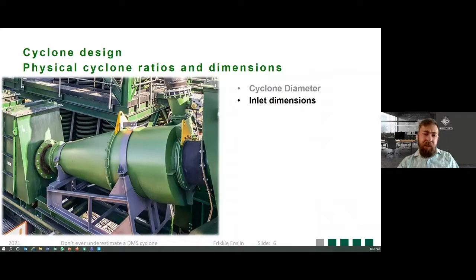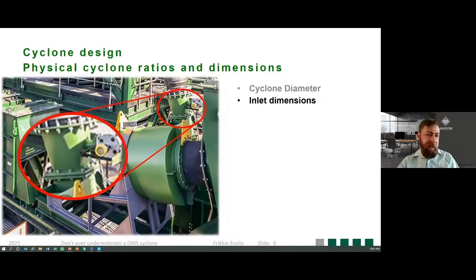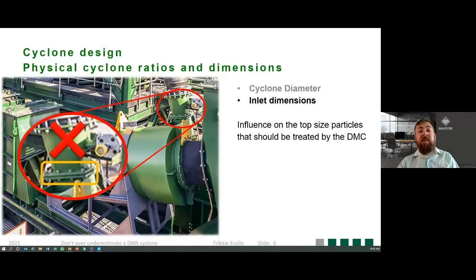So, inlet dimensions. Here I just need to clarify. If I speak about inlet dimensions, I'm not talking about the square-to-round transformation piece connecting the round pipes to the rectangular inlet of the cyclone. I'm specifically referring to the rectangular or square inlet of the cyclone. And this is very important because this has an influence on the top size of particles that you can push through your cyclone. And normally we say your top size to your opening is 1 to 3.